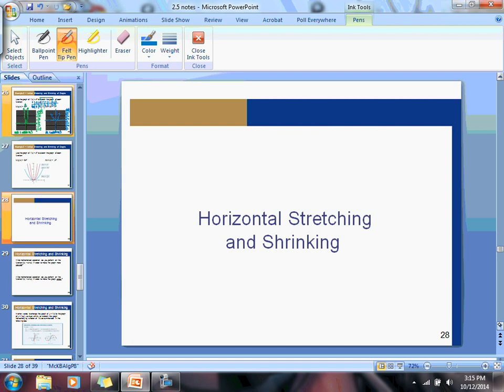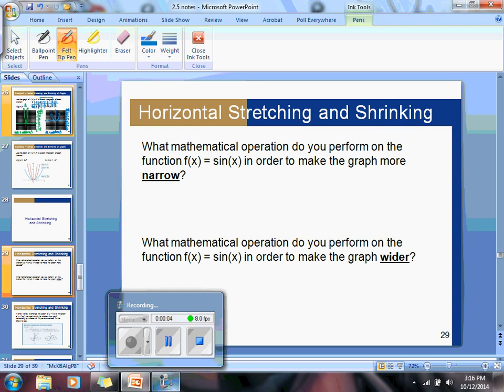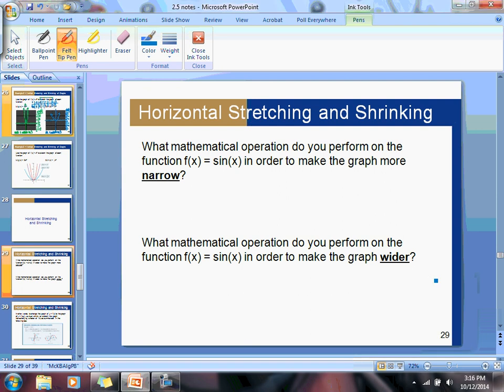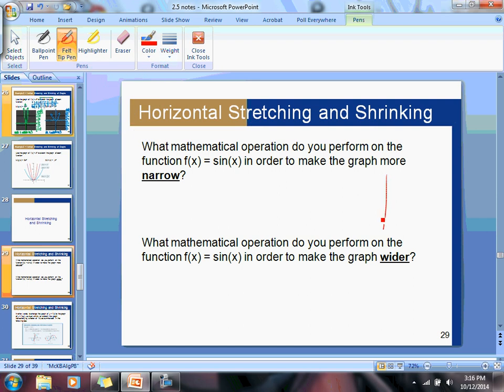Okay, now horizontal stretching and shrinking. We're going to look at a very different graph for these. Here we have the graph of a sine function. So if you need to take a look at this in your calculator, you can. And if we put this into our graphing calculator, when you graph a sine function, you get a curve. Okay, so it kind of goes like this.